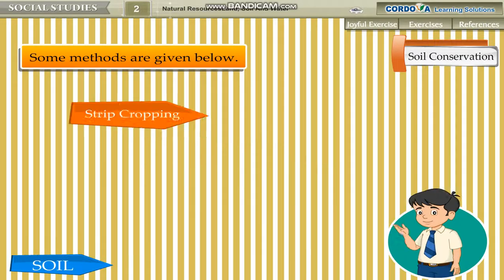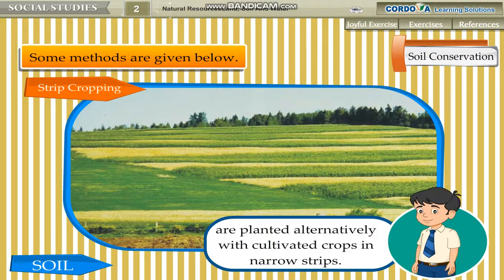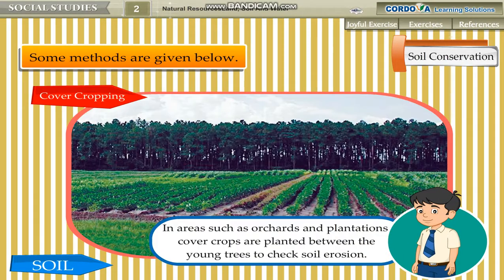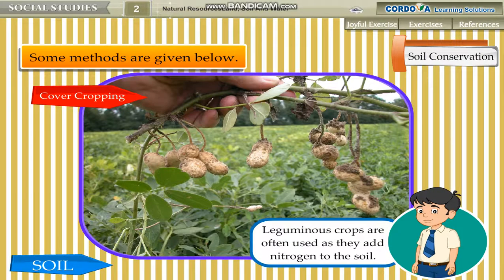Strip cropping. It is the method in which cover crops such as small grains and grasses are planted alternately with cultivated crops in narrow strips. These cover crops absorb the moisture and hold the surface soil together. Cover cropping. In areas such as orchards and plantations, cover crops are planted between the young trees to check soil erosion. Leguminous crops are often used as they add nitrogen to the soil.